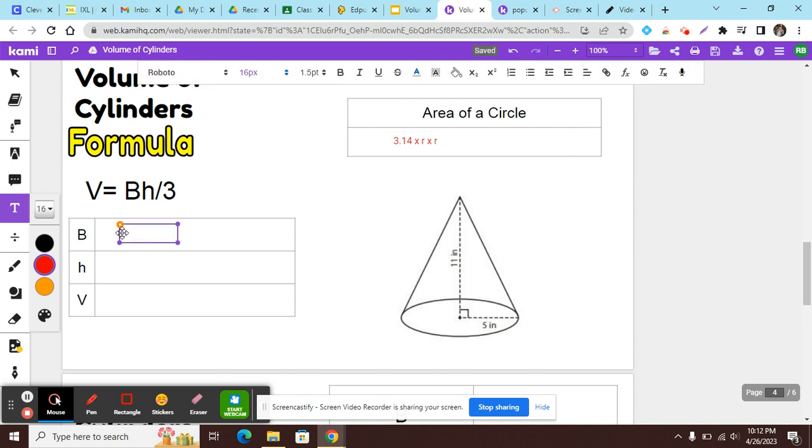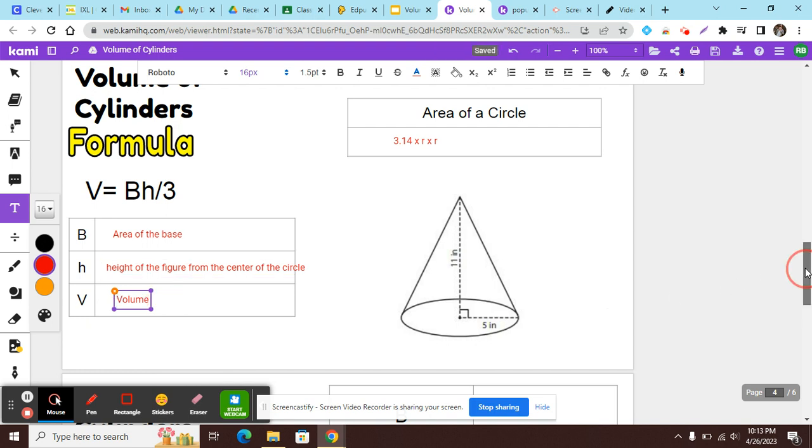So again, just as a reminder, B is equal to the area of the base. And this time H represents the height of the figure, okay? And that's from the center of the circle. Okay, V represents our volume. And the only difference between what we did with our cylinders versus what we're doing here is when we get done, we're going to divide by 3. And that's how we solve this.